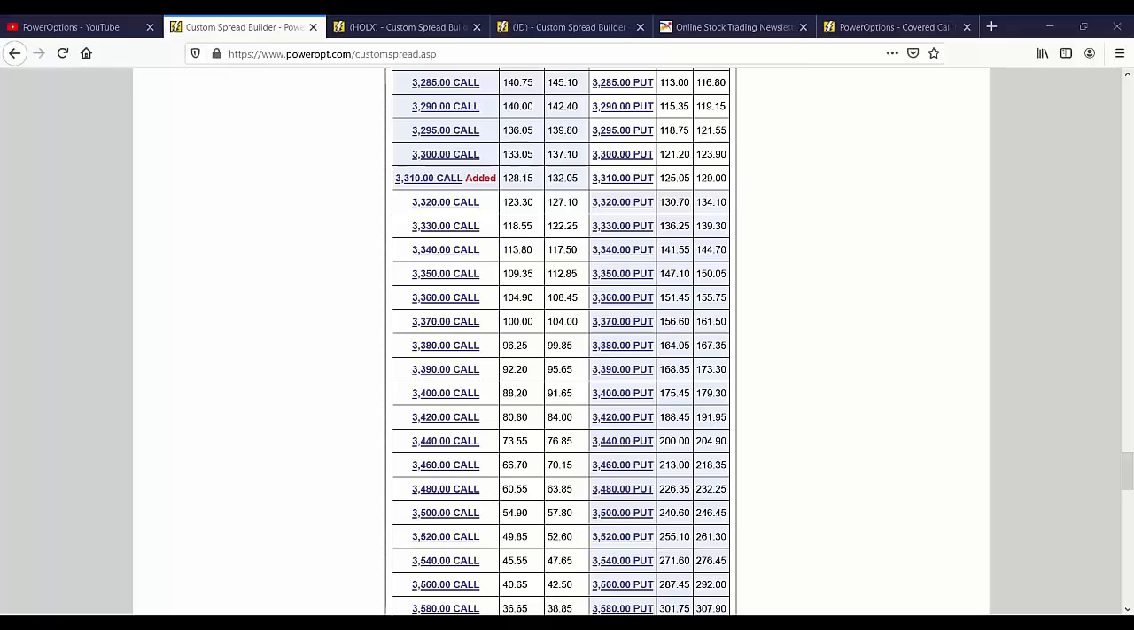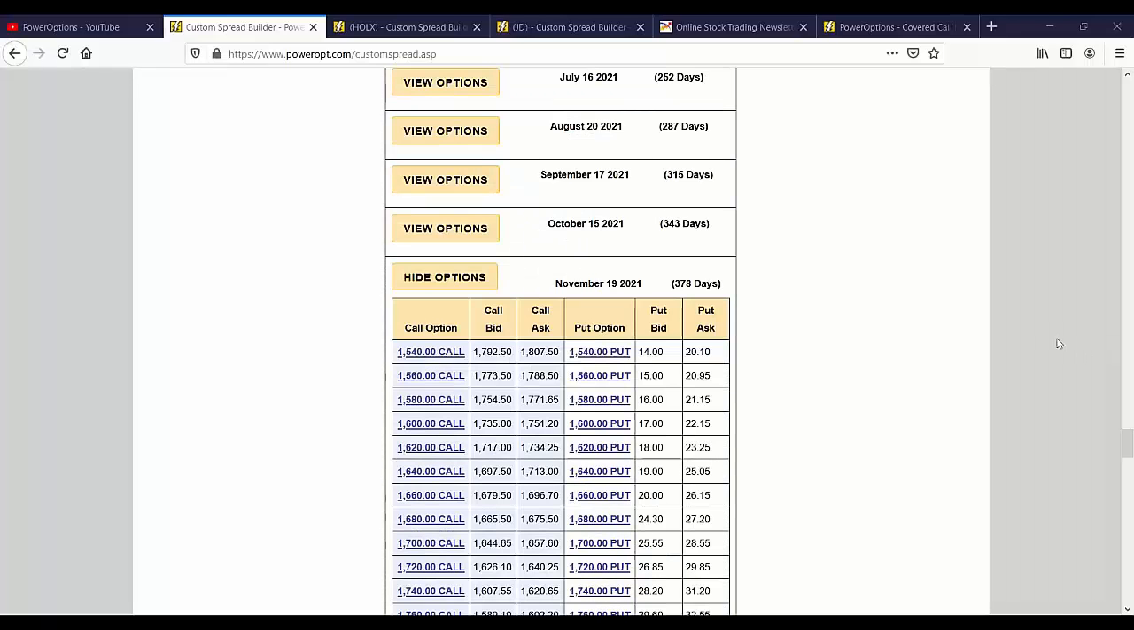Oh, there is a November. It's 1 year out. Let's just stick with that November, shall we? Why not? So we're going to go to the November, 378 days out. And as I mentioned before, we've got to take the same strike, 33. Oh, shoot. That's one of the problems you run into here. But it's okay. We're going to use it.